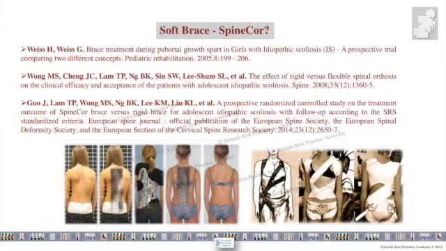According to the latest evidence, neither soft braces nor nighttime braces can be recommended for patients at serious risk of progression.